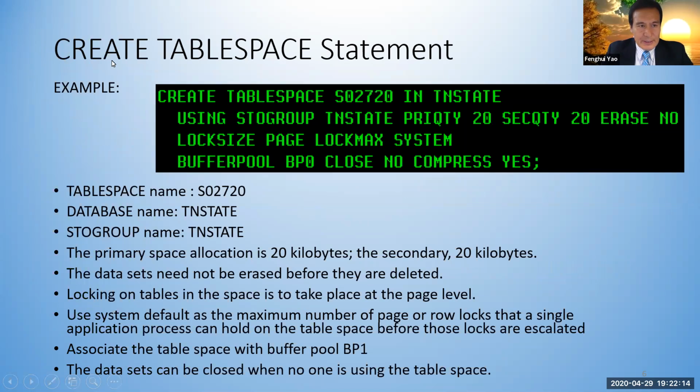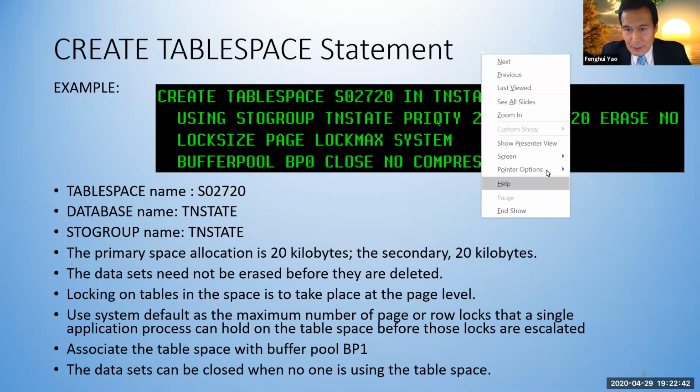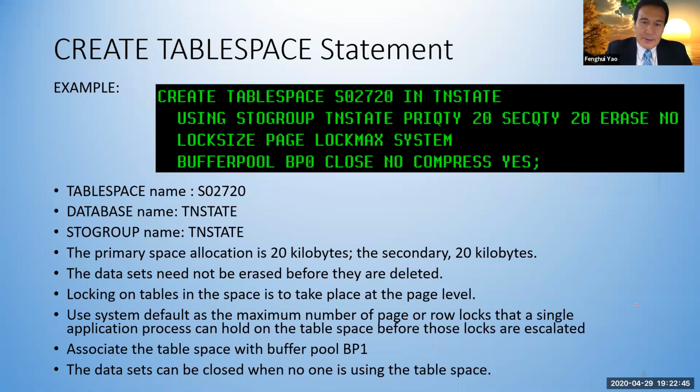First, let's review this create a table space command or statement. This is an example we used in the last video. Okay, from here, create to this semicolon is one statement. These 4 lines is one statement. And all right, I will change the mouse to pen. So this is a table space name. This is the database name. This is the DB name.